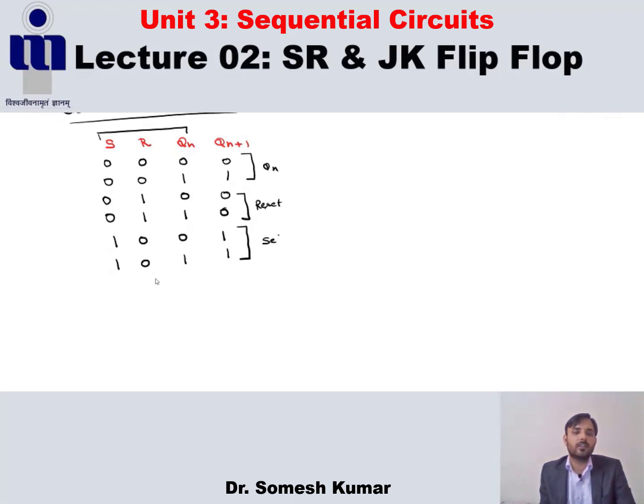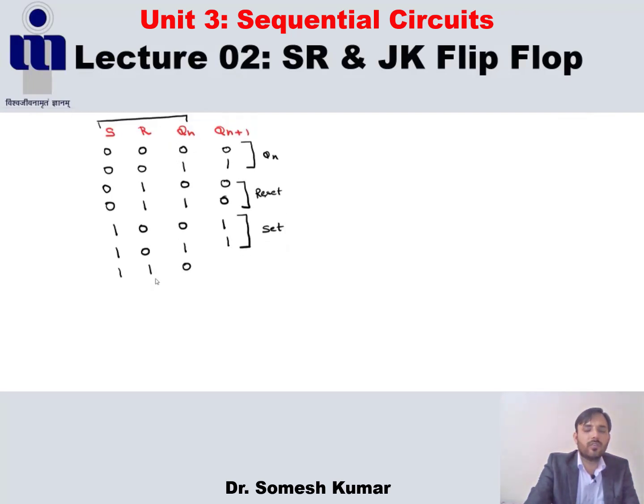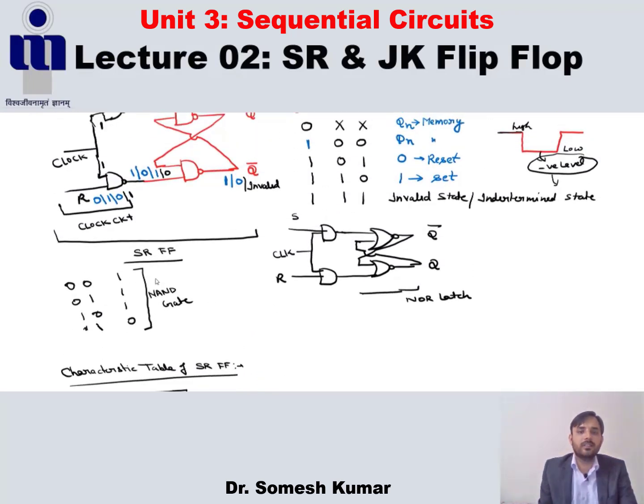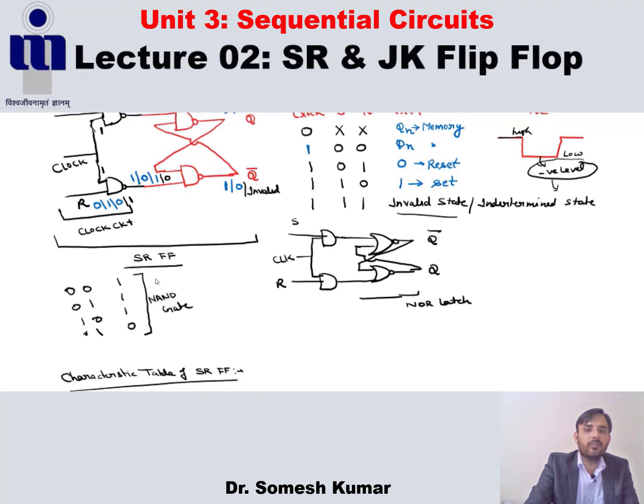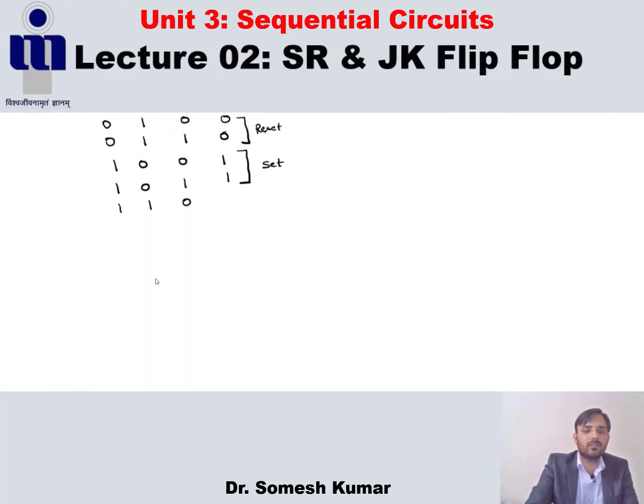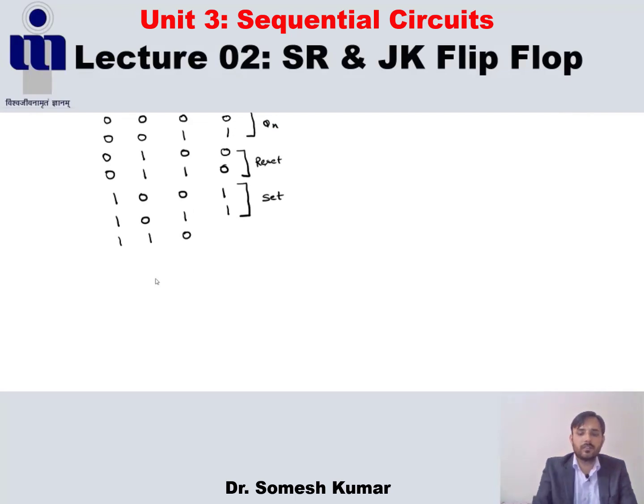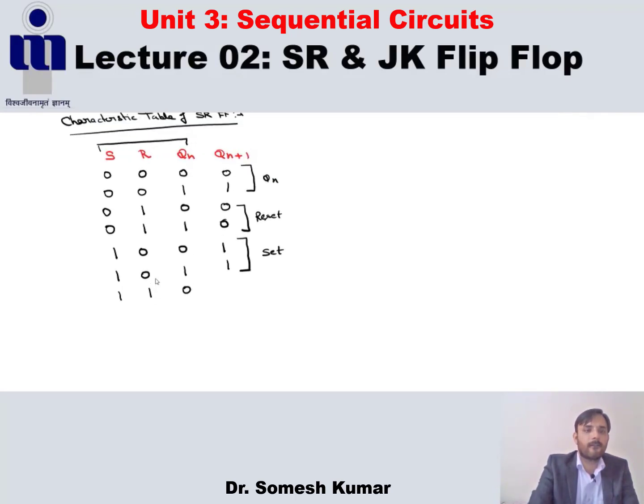Fine. So this is the set. What happens if S is 1, R is 1? Qn plus 1 is 0. So this means the fourth state of our truth table, that is S is 1. See, this is our what? Invalid state here. Fine. So here also we represent this. If S is 1, R is 1, then Qn plus 1 is 0 one time and the other time it becomes 1. So in both cases this is an invalid state. Fine. So this is invalid.